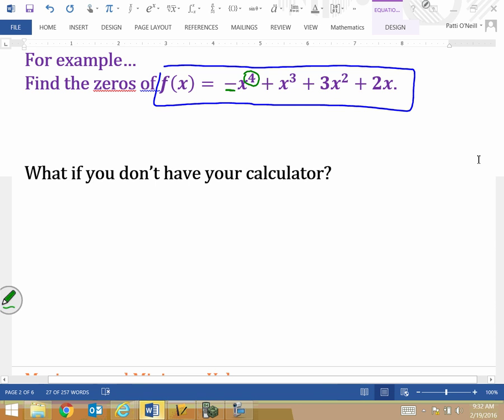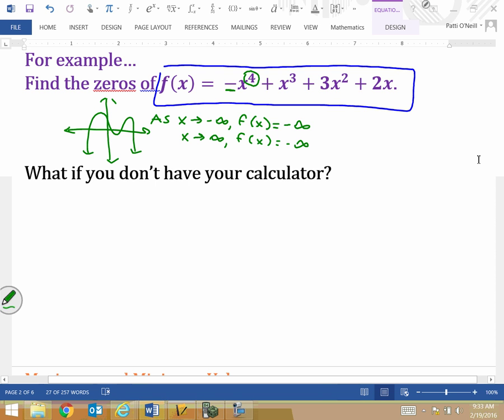for both ends. So I know that as x approaches negative infinity, f of x will also approach negative infinity, and as x approaches positive infinity, our function will approach negative infinity as well. So the graph has end behavior that points downward. Now, it might look something like that.